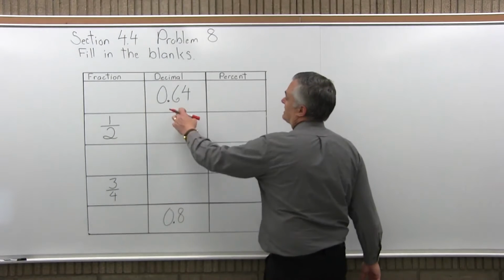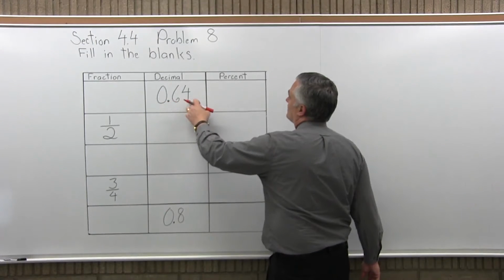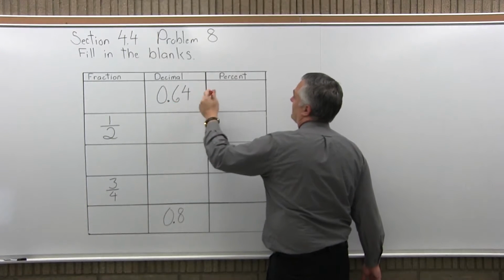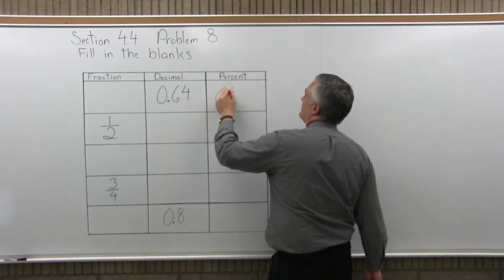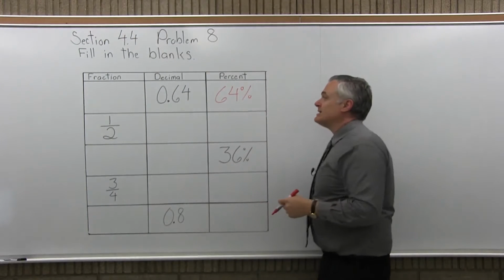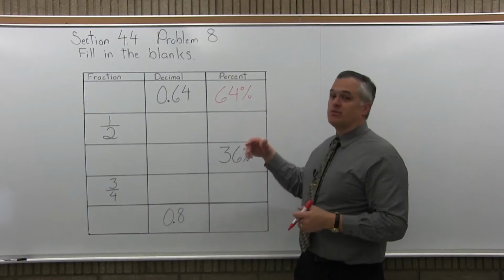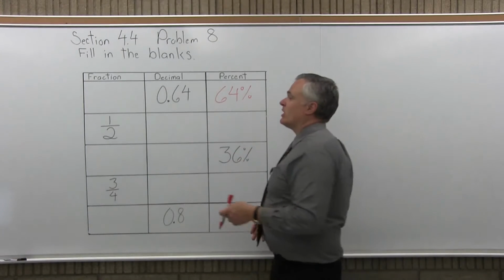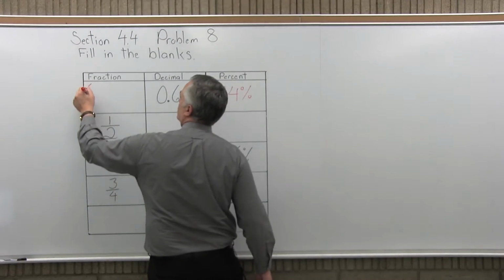To make the percent is very easy. Just take the decimal, move it 2 places to the right, and that becomes 64%. Now, as a fraction, what we do is we put the percent in the numerator and a 100 in the denominator, or that's the way we start.